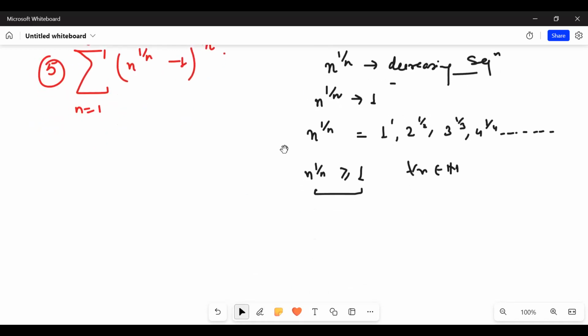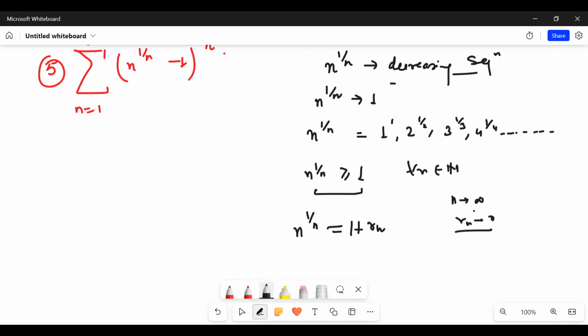Okay, this is something that I have done for you again. So n raised to power 1 upon n can be approximated by 1 plus some number, let's say Rn. And as n tends to infinity, I'll prove that this Rn tends to 0, which means that n raised to power 1 upon n has the limiting value 1. So let me see how. So here it is. I'm doing it for you here.